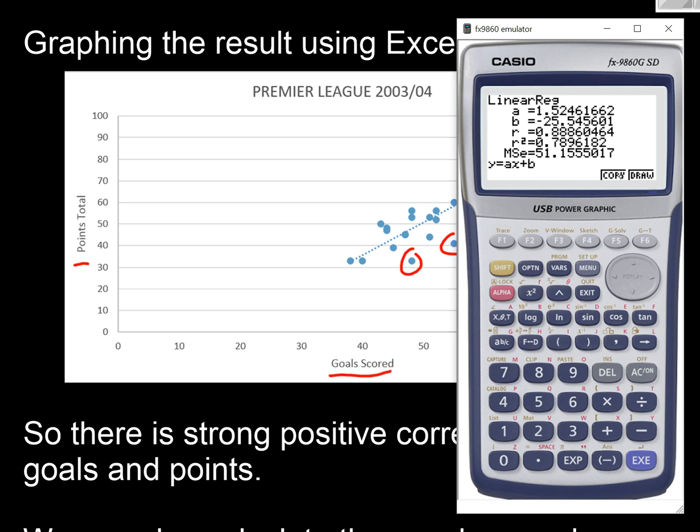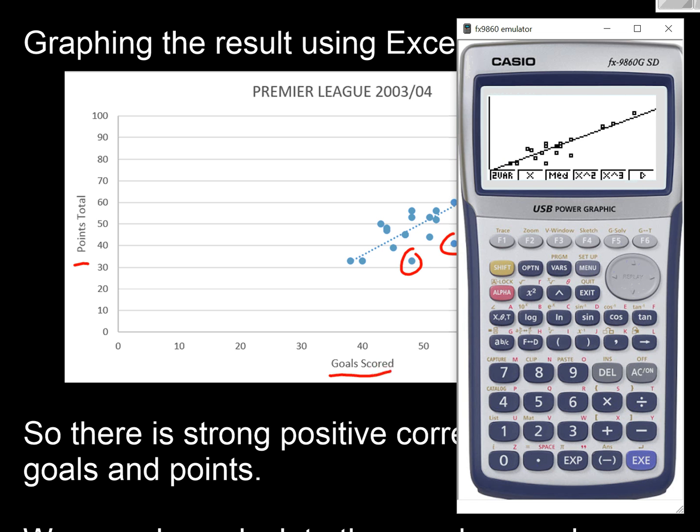And in the next row down, we've got our correlation coefficient of 0.8886. And if we click draw here, we're going to get almost exactly the same diagram as we got from our spreadsheet. There's our scatter of points, and there's our linear regression line.